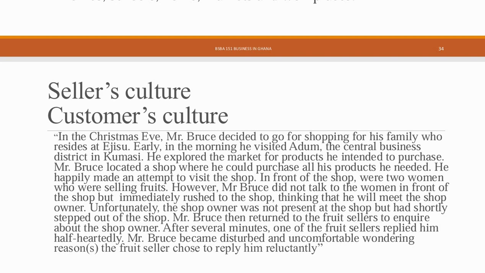In front of the shop were two women who were selling fruit. However, Mr. Bruce did not talk to the women in front of the shop, but immediately rushed to the shop, thinking that he would meet the shop owner. Unfortunately, the shop owner was not present but had shortly stepped out. Mr. Bruce then returned to the fruit sellers to inquire about the shop owner. After several minutes, one of the fruit sellers replied half-heartedly. Mr. Bruce became disturbed and uncomfortable, wondering why the fruit seller chose to reply reluctantly.